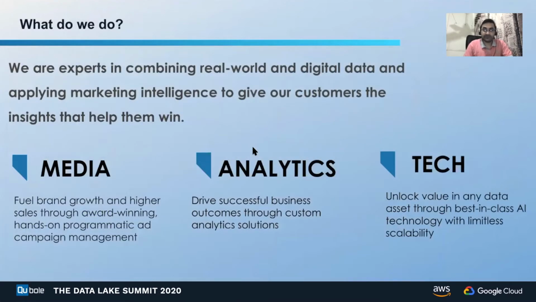Moving on, what specifically do we do? Our offering is combined into three vertical pillars: media, analytics, and technology. Combining all three helps us apply marketing intelligence to our customers and derive insights that can help take their products and reach to the market in much better shape.